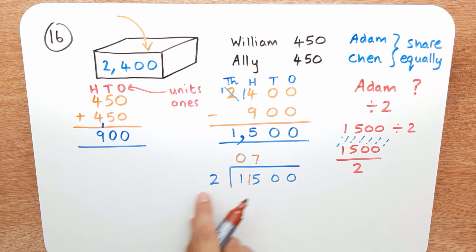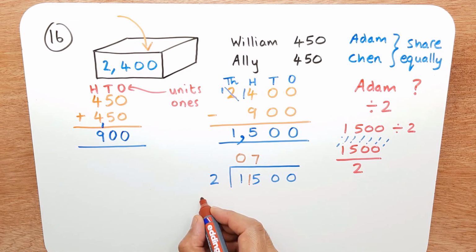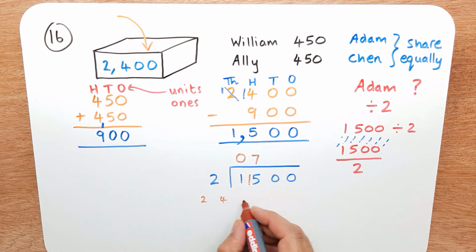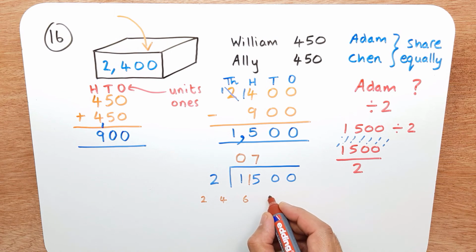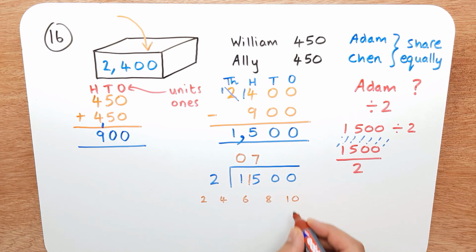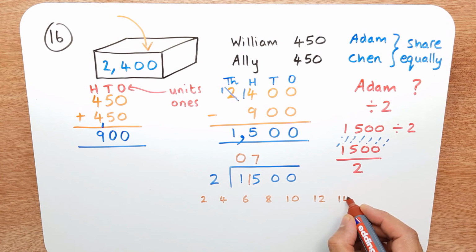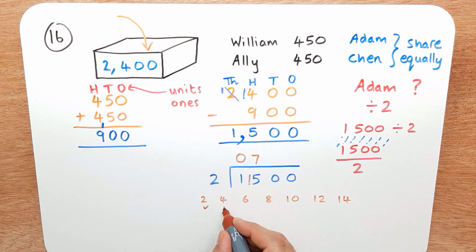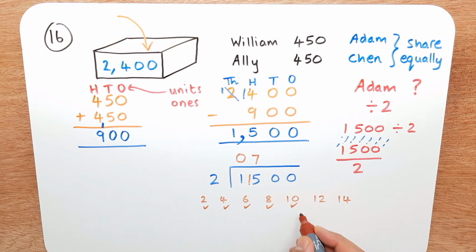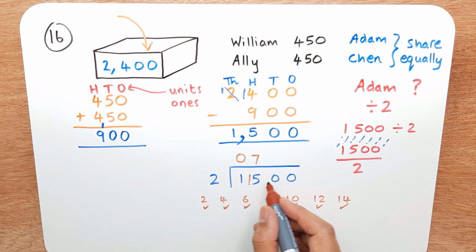So let me check that. Let me do it my 2 times table. 2, 4, 6, 8, 10, 12, and 14. So I have 1, 2, 3, 4, 5, 6, 7 2s. And now I've gone to 14, but I had 15. So I have remainder 1. So the remainder gets carried over to the next column.